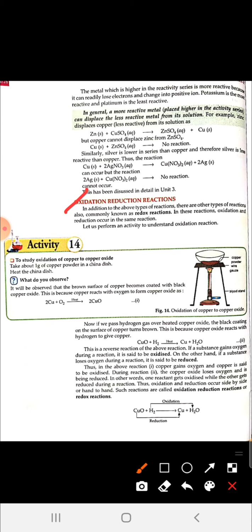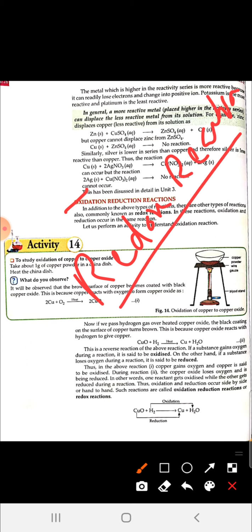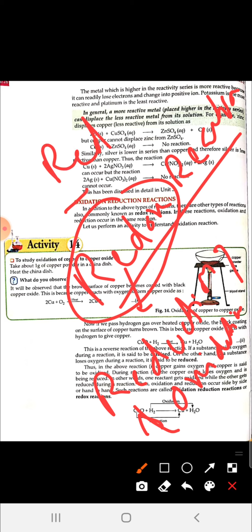Now, first of all, you have to know what you mean by redox reaction. So, first term is redox reaction. A redox reaction is one in which reduction and oxidation occur together or occur simultaneously. The word redox comes from the words RED, reduction, OX, oxidation. So it is the combination of oxidation and reduction reactions, or we can say when oxidation and reduction occur simultaneously, then that particular reaction is known as redox reaction.